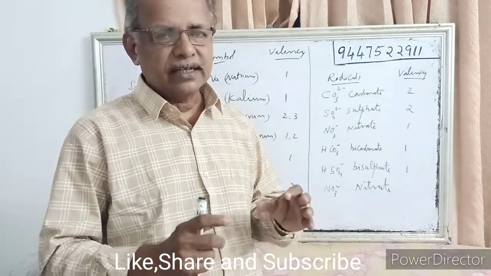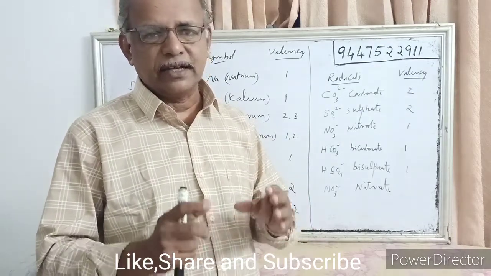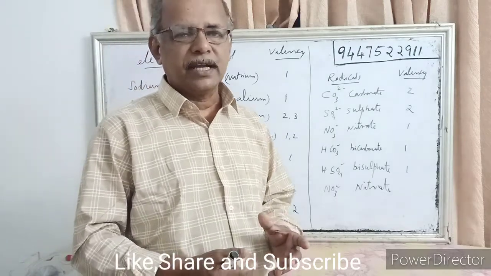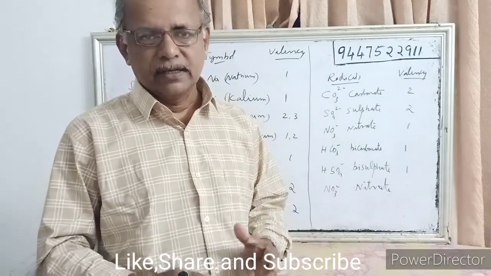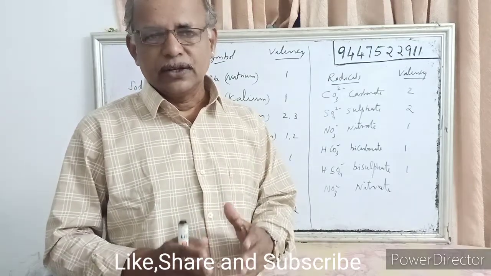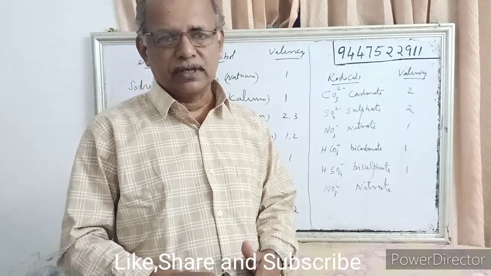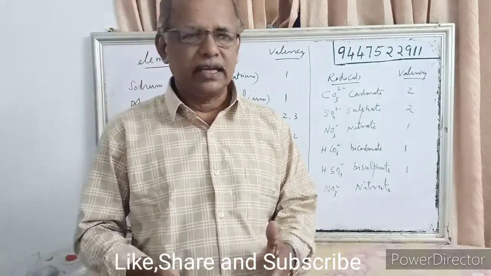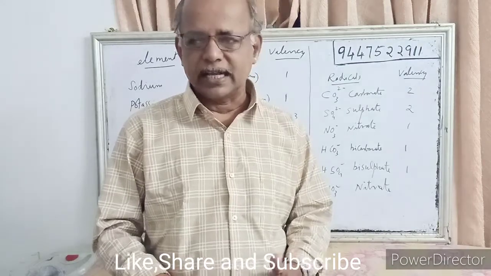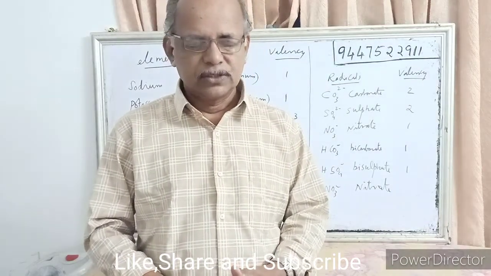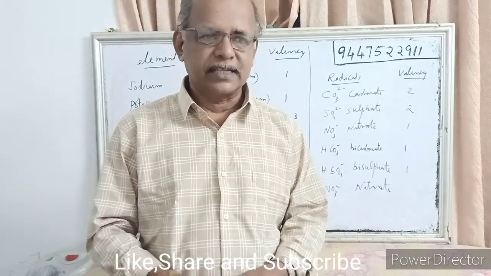If you can write exactly correct formulas of the compounds, then you can write the chemical equations. So before studying how to write an equation, you must know the formula of the compound. To write the formula of the compound, you must know the symbols of the elements, radicals, formulas of the radicals and their valencies. So today we are dealing with these things.